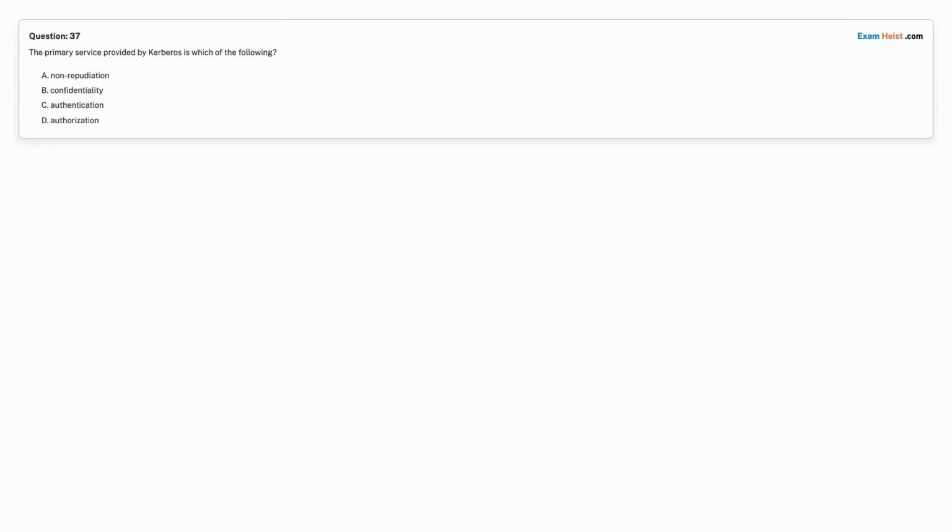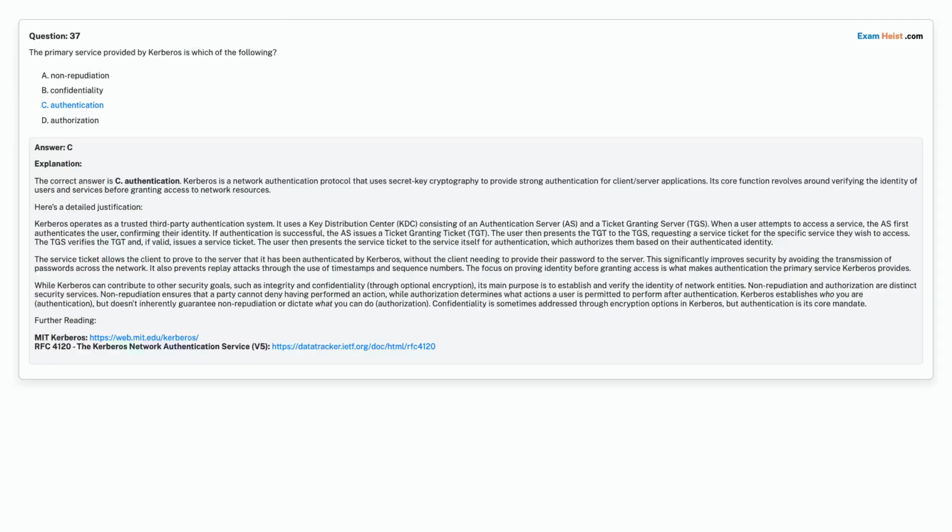Question 37. The primary service provided by Kerberos is which of the following? Option A, non-repudiation. Option B, confidentiality. Option C, authentication. Option D, authorization. Choose the correct answer. Correct answer is option C, authentication.